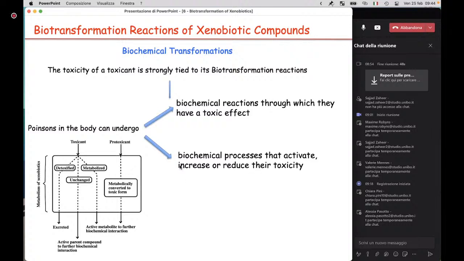Or the body can modify the molecules, and these modifications can increase or decrease the molecule toxicity. And in this case, we can say that the molecule is detoxified if, of course, toxicity is decreased, or it is toxified if toxicity increases.